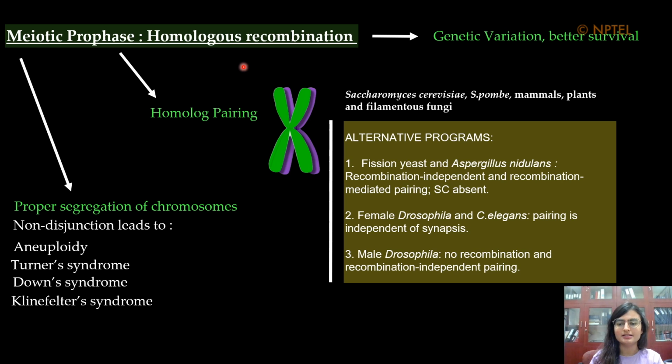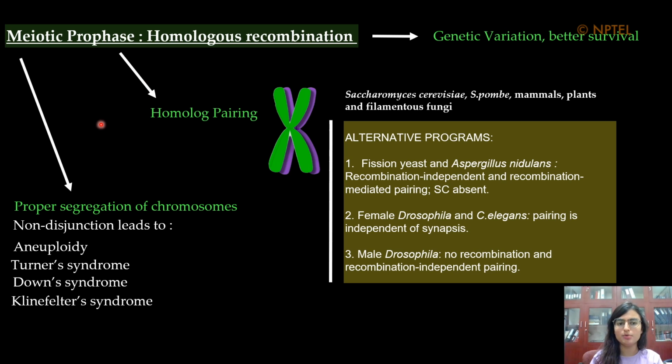Now let's discuss the significance of homologous recombination during meiotic prophase. The exchange of genetic material between homologs is the primary reason for genetic variation, and genetic variation in almost all of the organisms proves to be the basis for better survival of offspring.